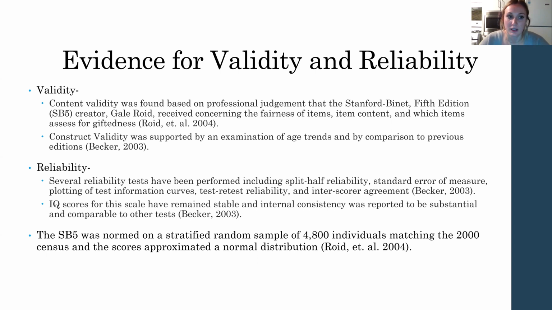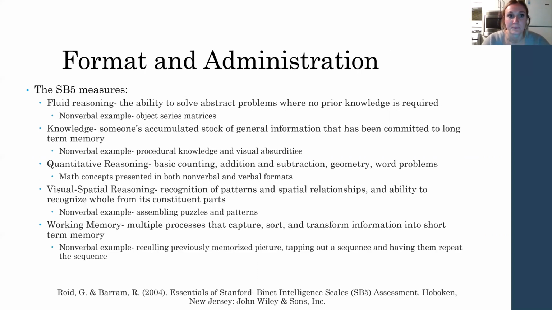In terms of reliability, there were numerous reliability tests performed, including a split half reliability, standard error of measure, plotting of test information curves, test retest reliability, and interscore agreement. IQ scores for this scale have remained stable and had internal consistency as compared to other tests since its inception. The SB5 was also normed on a stratified random sample of 4,800 individuals, matching the 2000 census, and the scores were at a normal distribution.